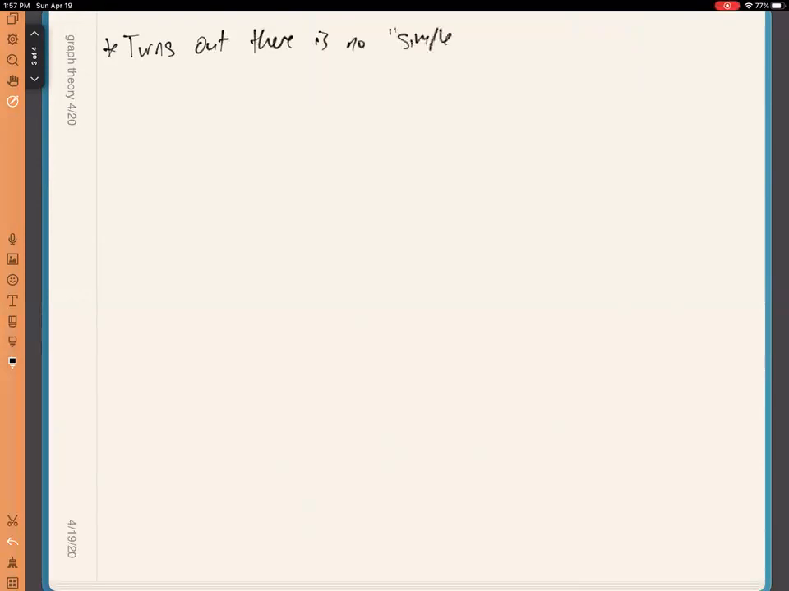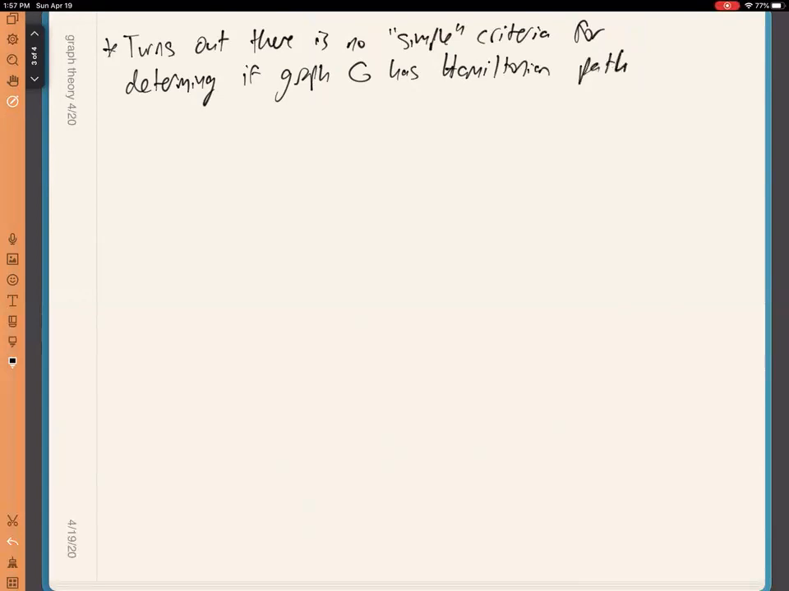So there's no simple criterion for determining if a graph G has a Hamiltonian path or circuit. These problems are sort of equivalent because you can artificially add things. Again, the main point is there's no compact, straightforward theorem that will characterize when this is possible.